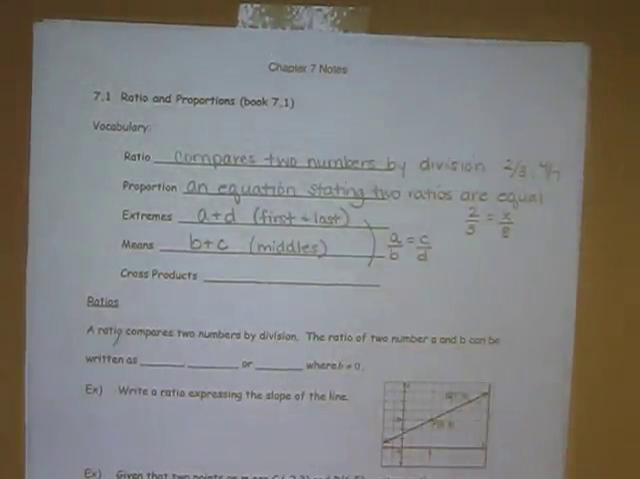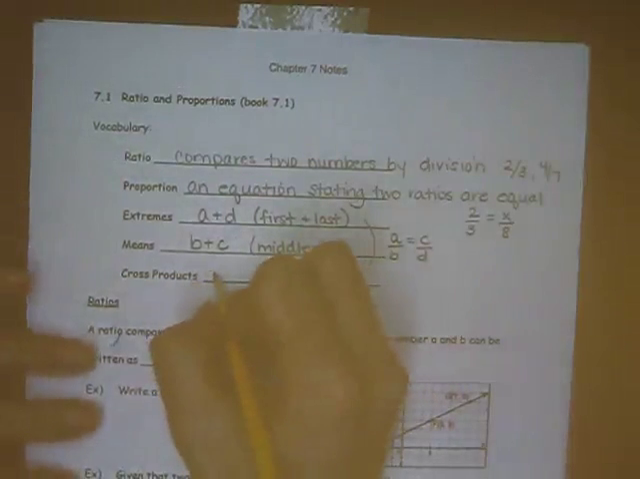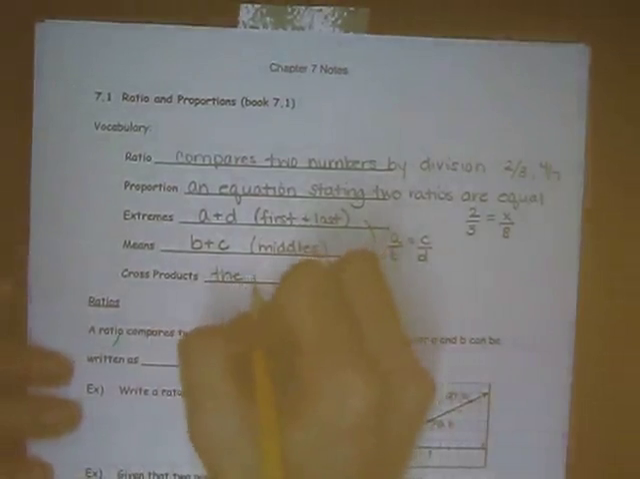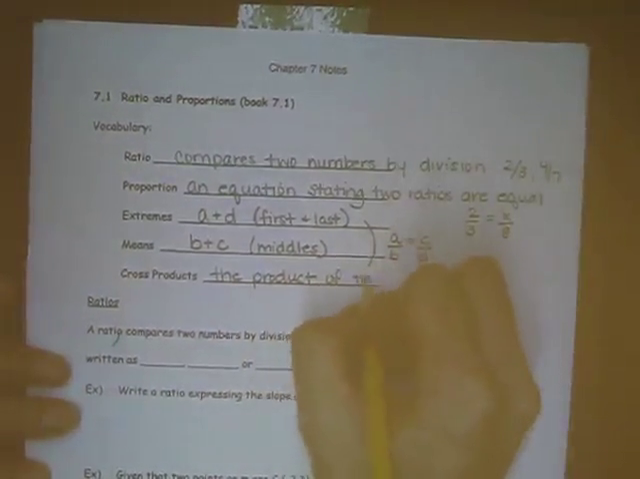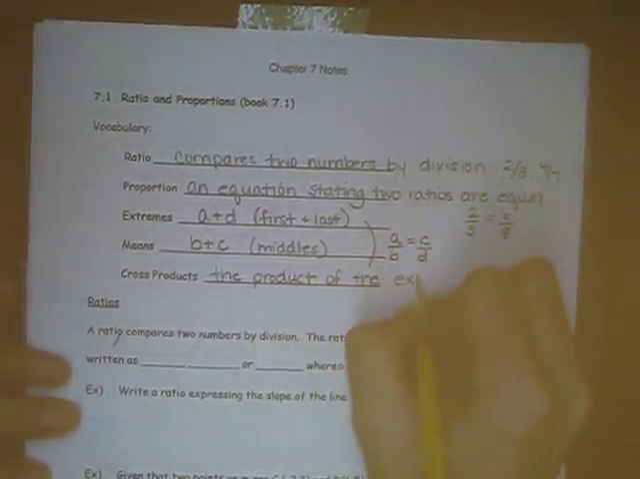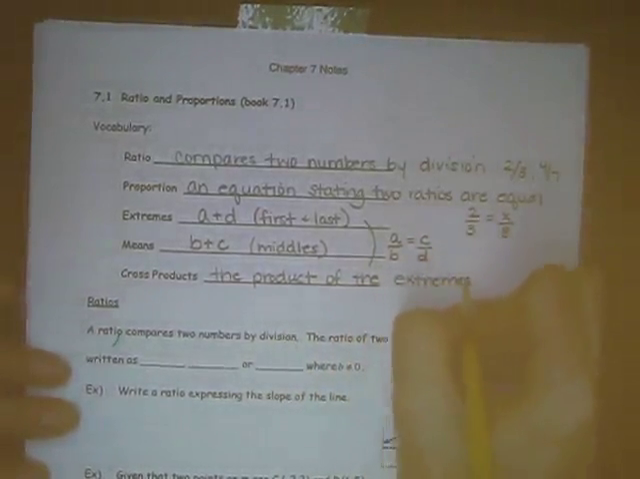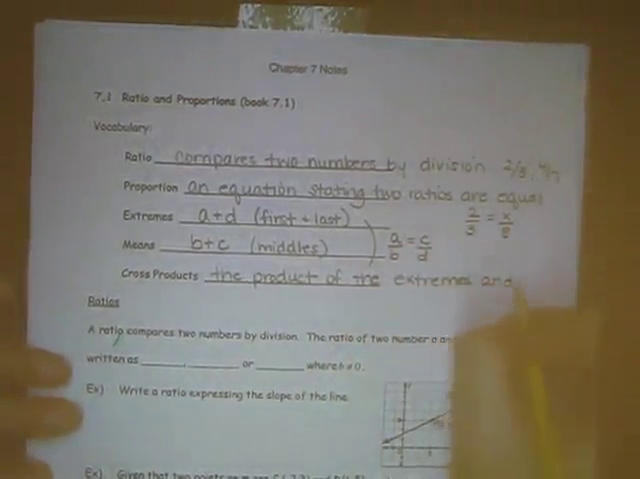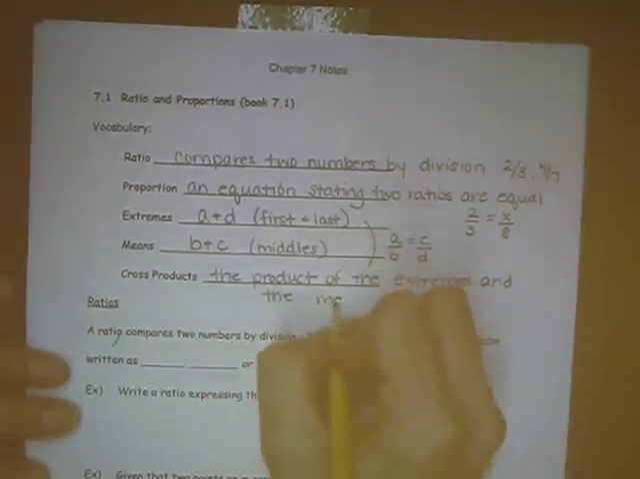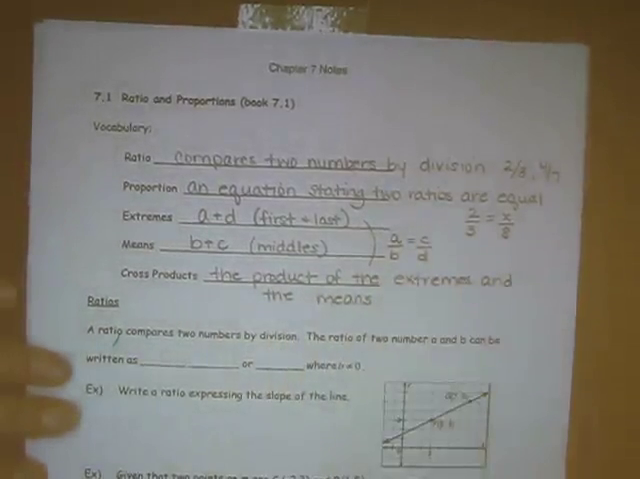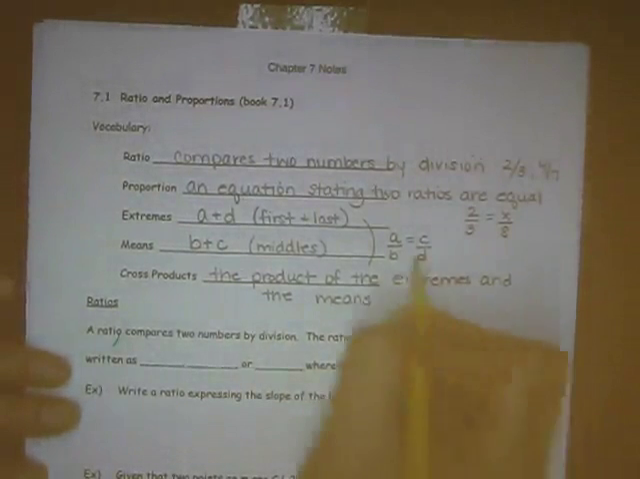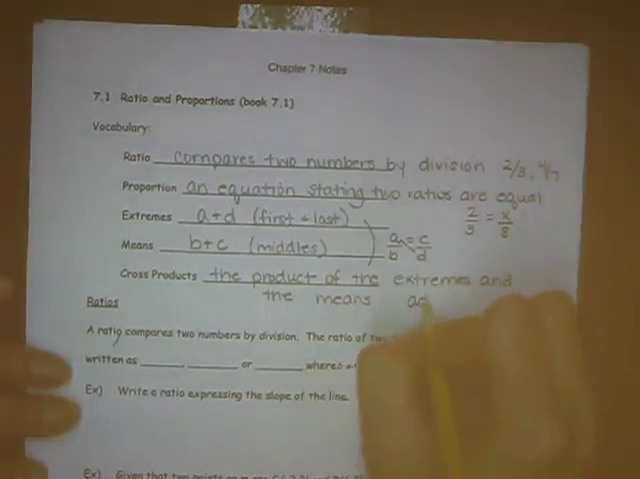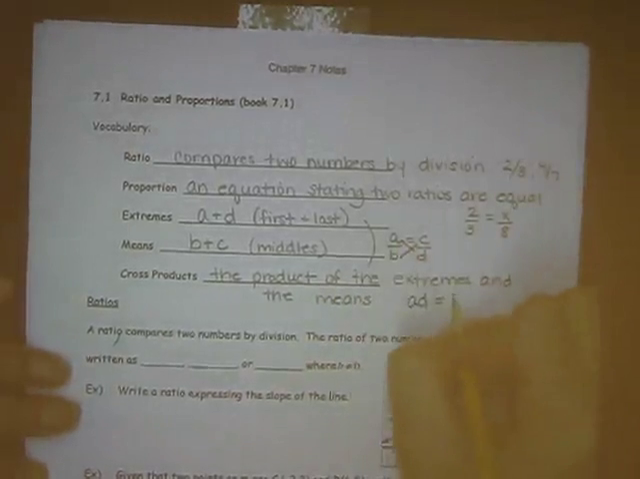The last kind of vocabulary word we need to talk about are the cross products. The cross products are the product of the extremes and the means. For example, in the proportion above, the cross product would be AD equals BC.